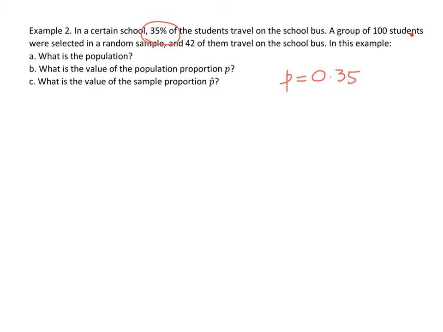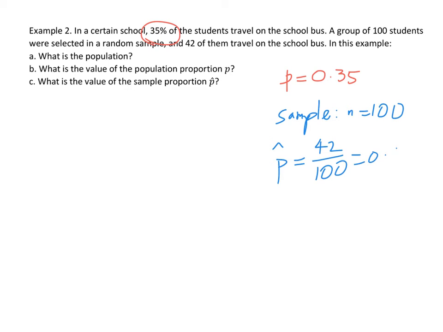A group of 100 students was selected in a random sample, and 42 of them travel on the school bus. So in the random sample, we have n is 100, and the sample proportion is 42 out of 100. So we call that p hat, which is 0.42.